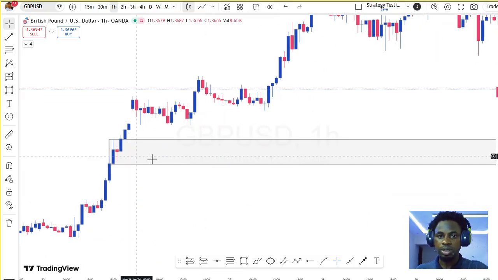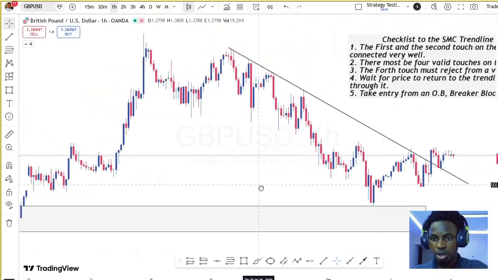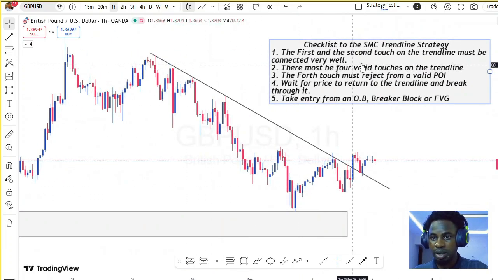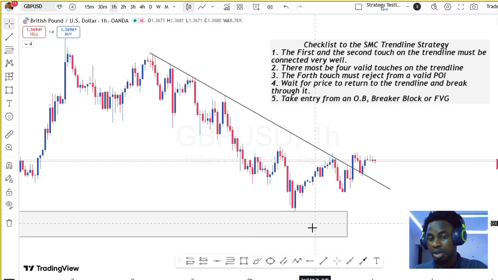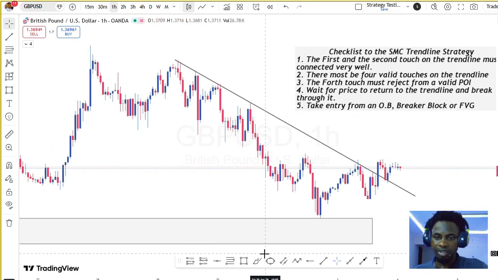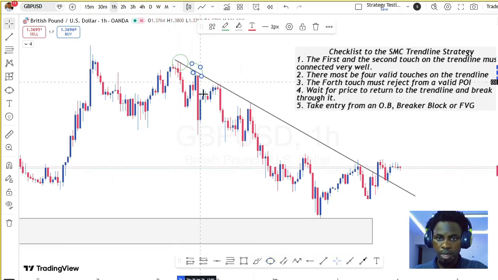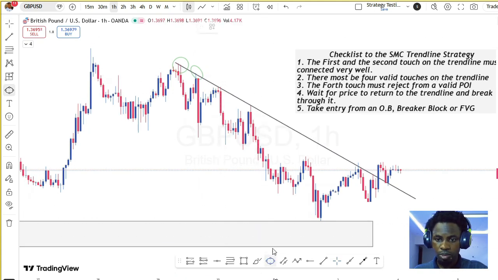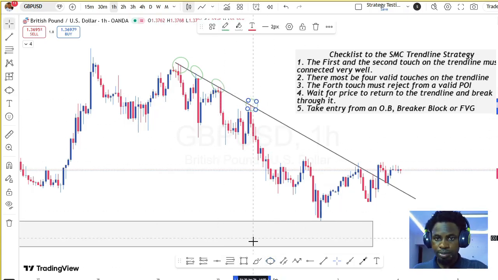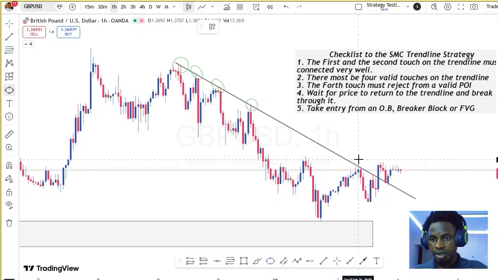All right, so this is my value zone here. So I'm just going to put it like this. Which takes us to point three, a very valid zone. The fourth touch must be coming from a very, very valid zone. So we had a very valid zone here. Then let's start from number one. For the first one, this is our first touch here. And the second one we had it here. And the third one we have it here. The fourth, yeah, and we have the fifth here.